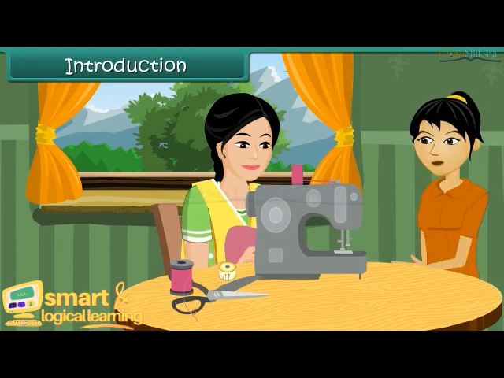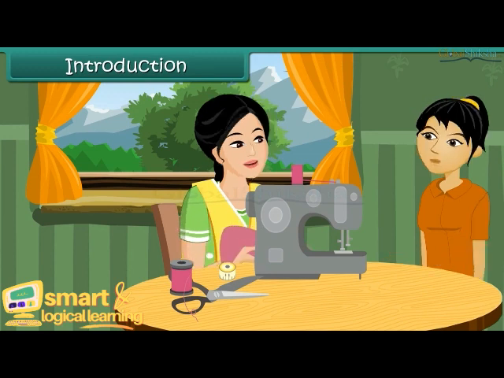Mother, what are you doing? I'm stitching a pattern on your frock. Can you stitch similar patterns on some more frocks of mine, Mother? Why not? But I do not have enough buttons for those patterns. Will you buy them for me, Vanchika?